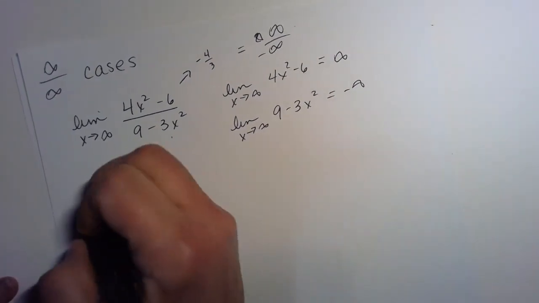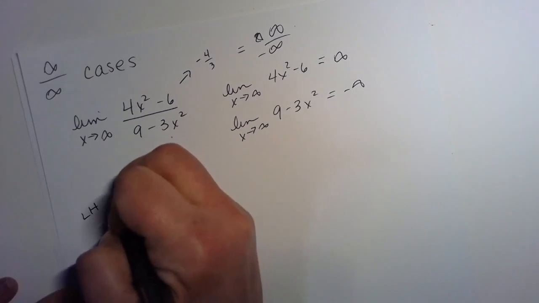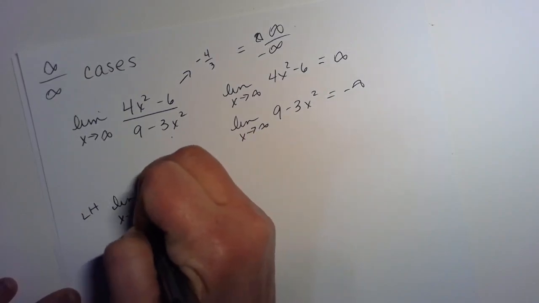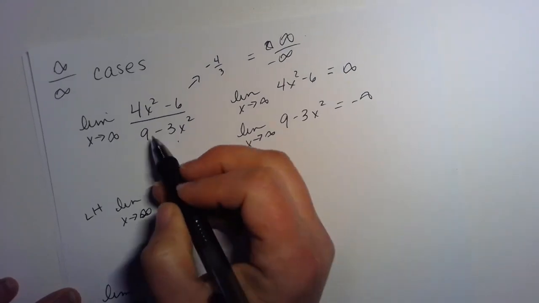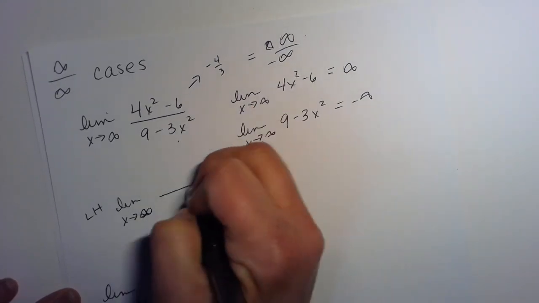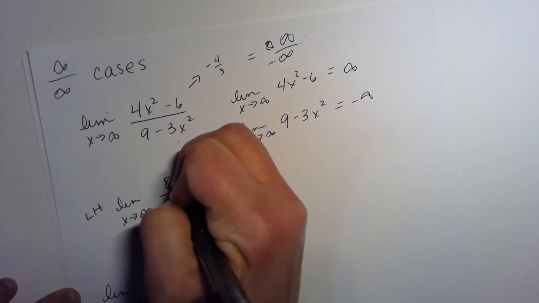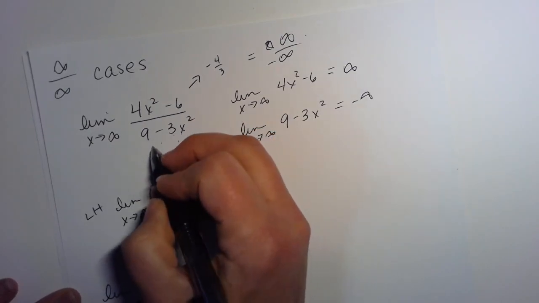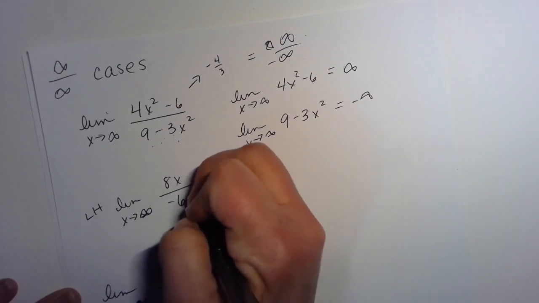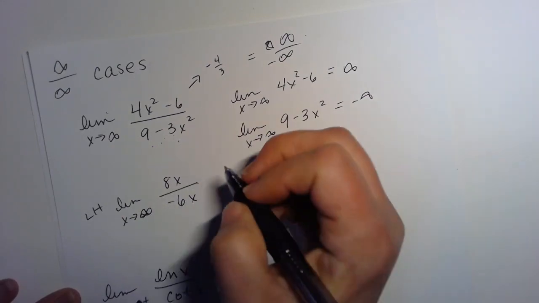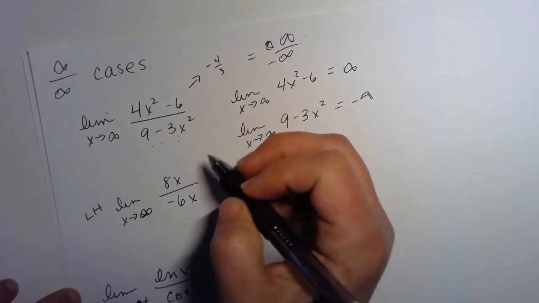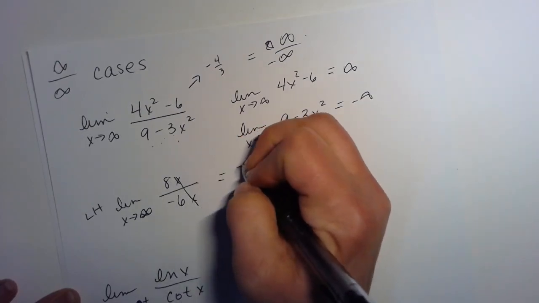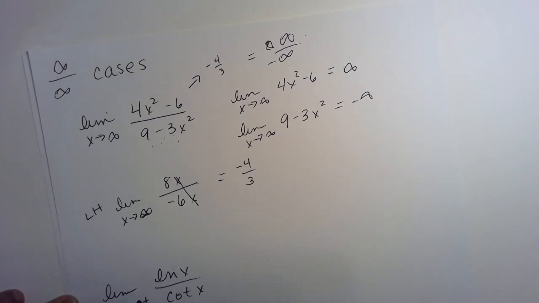So the limit as x approaches infinity, I'm going to use L'Hopital's rule. So I still have the limit as x approaches infinity. So I'm going to do the derivative of the top. So that would be 8x. And then in the denominator, the 9 is 0, and then I get -6x. And so now really I can simplify here and get 8 over -6, which is in fact -4 over 3.